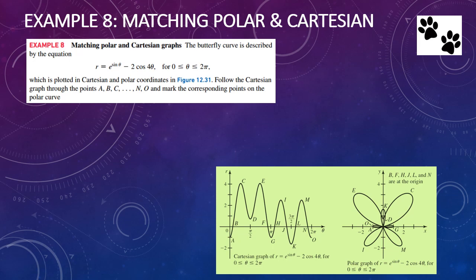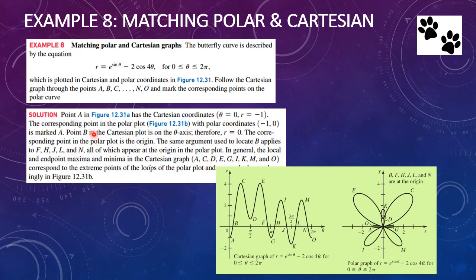Let's look at our next example, matching polar and Cartesian graphs. The butterfly curve is described by the equation r equals e raised to the power sine theta minus 2 cosine 4 theta, for theta between 0 and 2 pi. Here we see it plotted in Cartesian coordinates and in polar coordinates. Follow the Cartesian graph through the points A, B, and C all the way to N, and mark the corresponding points on the polar graph.